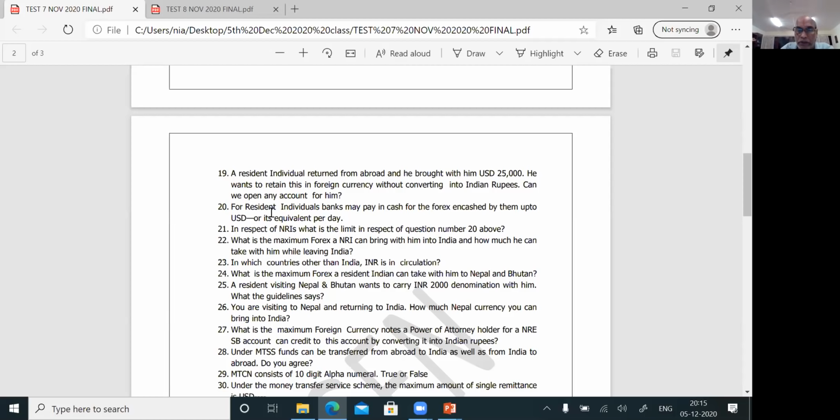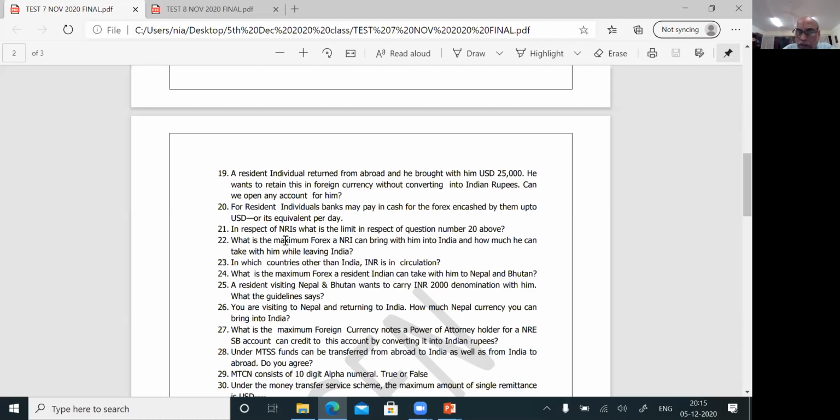So for question number 20, for resident individuals, banks may pay in cash for the forex encashed by them up to US dollar 1,000 or its equivalent per day. In respect of NRIs, what is the limit in respect of question number 20 above? It is 3,000 US dollar. Either for NRI or foreign tourists visiting India, you can encash up to 3,000 US dollar and give in cash to them. So for question number 21, the answer is 3,000 US dollar.